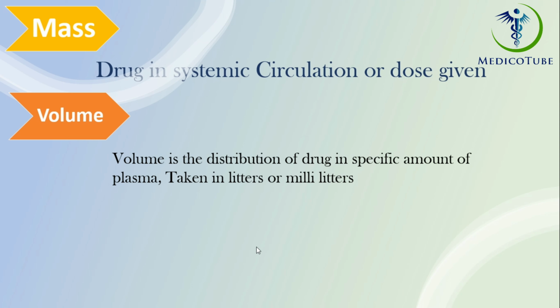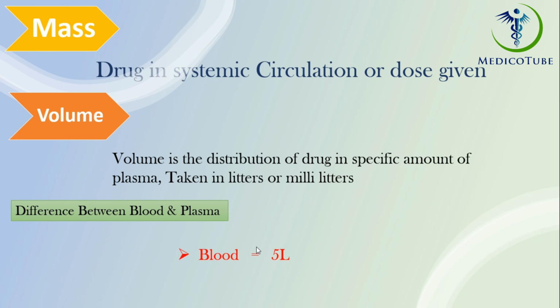First, let's see what the difference is between the blood and the plasma. If I say blood, blood volume is 5 liters, and that is the plasma volume plus blood cells. When I say plasma, I mean the fluid left after removing the blood cells, and plasma is normally 2.5 liters in a human body.